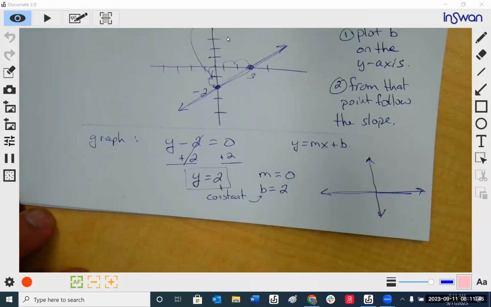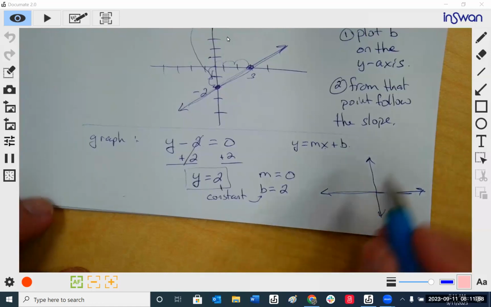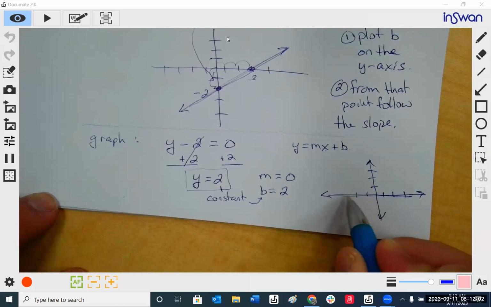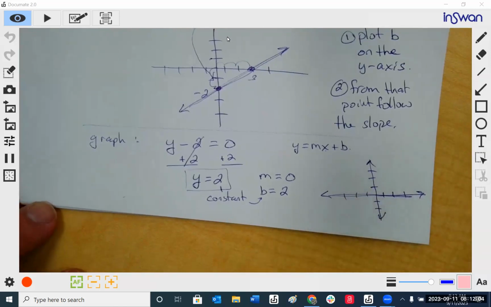So what's the graph going to look like? And don't say a line. It's going to be a line, yes. But what's the graph going to look like? Yes, it's going to be horizontal. Where?